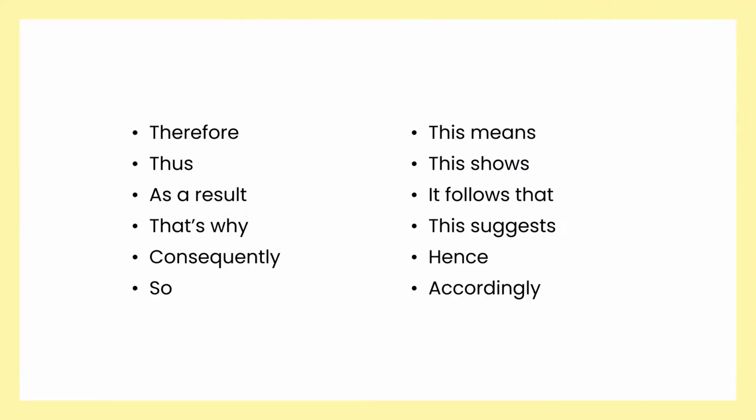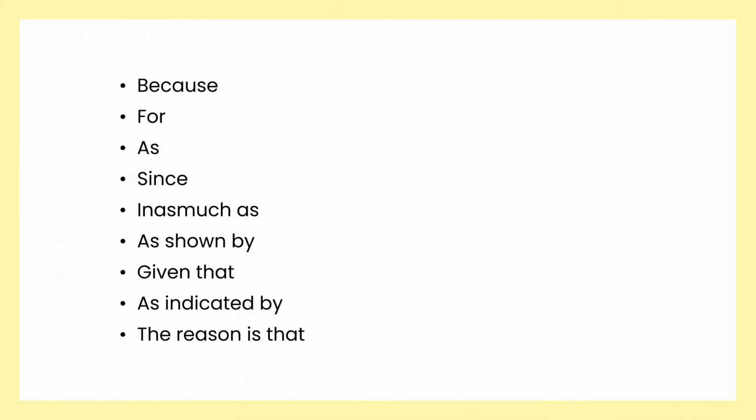Words that often precede the conclusion include: therefore, thus, as a result, that's why, consequently, so, this means, this shows, it follows that, this suggests, hence, accordingly. Other claims or premises supported by evidence are often indicated by these words: because, for, as, since, inasmuch as, shown by, given that, as indicated by, the reason is that. To sum up, your argument should include a conclusion, premises, and reasons to believe, and you need to present all that in a clear, connected, logical order.